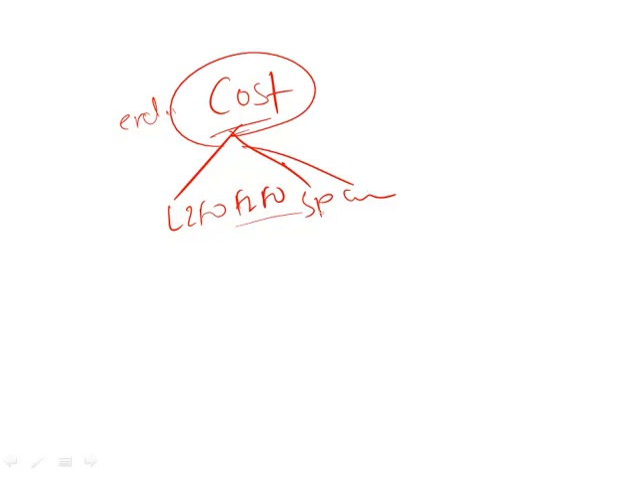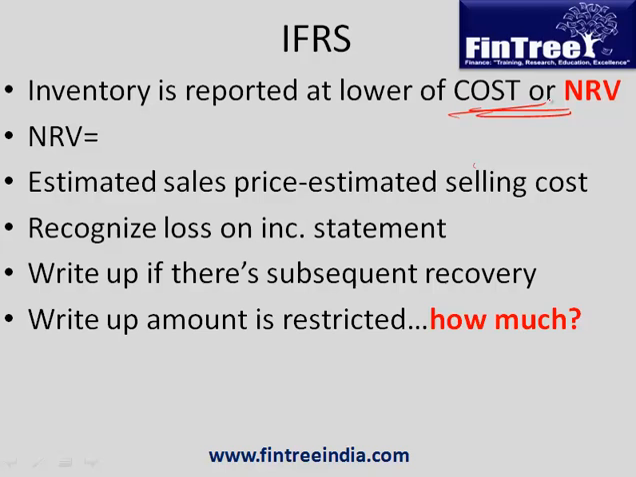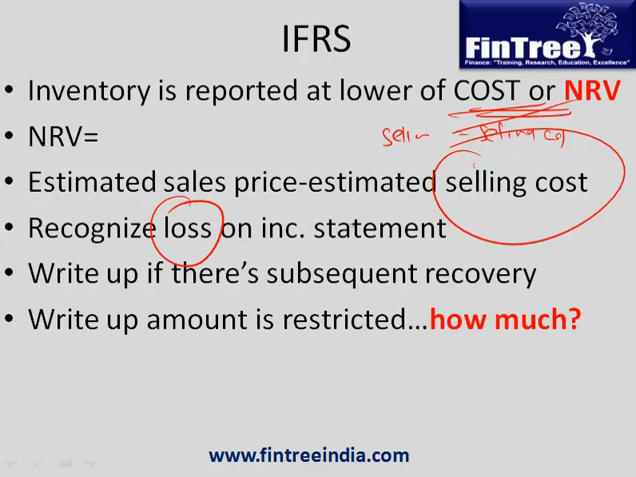And then once you have this using one of those methods, then you would compare it with market value or net realizable value, and the one which is lower is the one that you would show on the balance sheet. So here it says cost or NRV, whichever is lower, and NRV is simply sales price minus selling cost. Again, a lot of people think that selling cost means cost of that good. It's not that. If I'm selling something and I pay a commission of 2 rupees to the agent, so when I sell for 100, I pay commission of 2, my net amount that I receive is 98, which is selling price minus selling cost. Are you okay? So if there is any loss, recognize loss on the income statement, write up if there is subsequent recovery, but the amount is restricted to the original amount of loss.